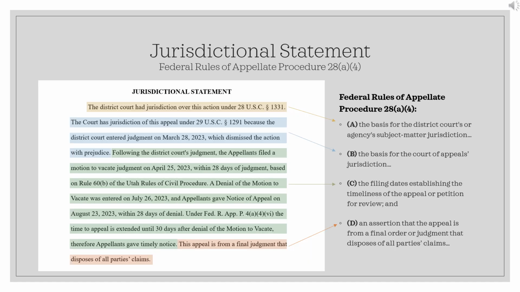In my appellant brief, you can see the jurisdictional statement and its required elements here. As you can see, the third requirement of establishing timeliness required a lengthier explanation. In my case, Gaddy versus the Corporation of the President, the appellant first filed a motion to vacate judgment in the district court. When that was denied, the appellants then gave their notice of appeal. This notice would normally fall outside the timeliness window. However, the Federal Rule of Appellate Procedure extends the time for a timely appeal following the denial of a motion to vacate judgment.